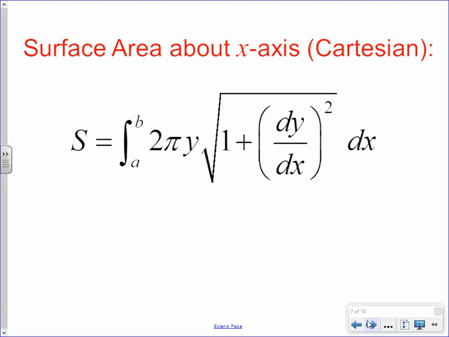You're not going to write y in your integral and have x's and y's in the same integral. Whatever y is, you're going to replace it with that function.